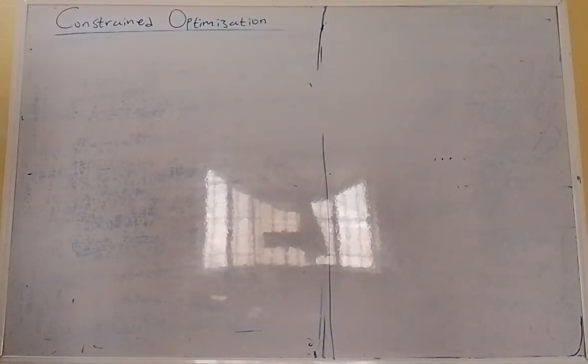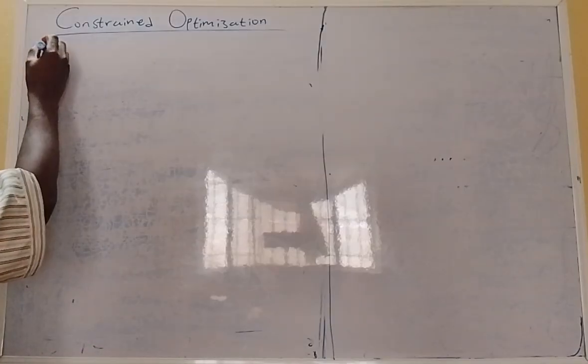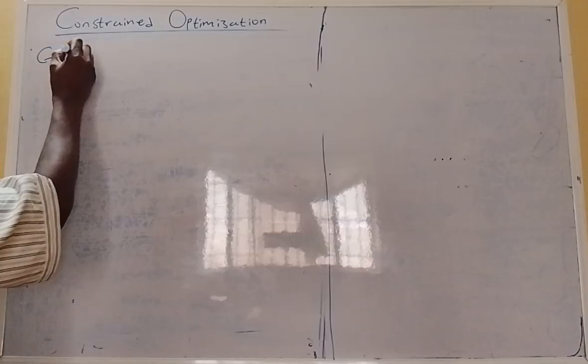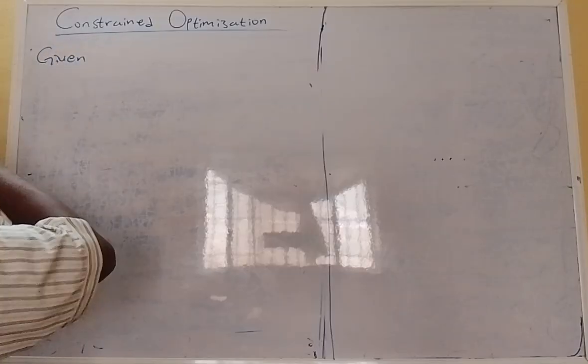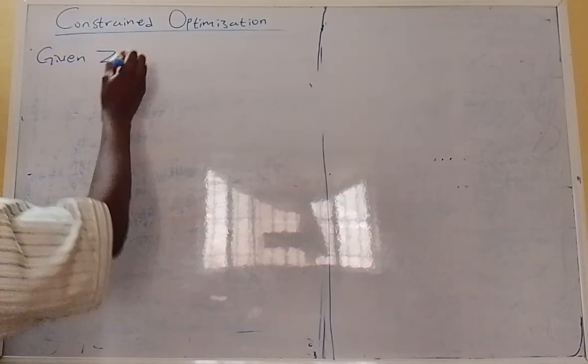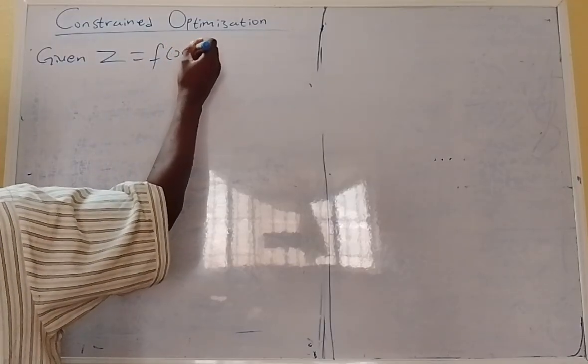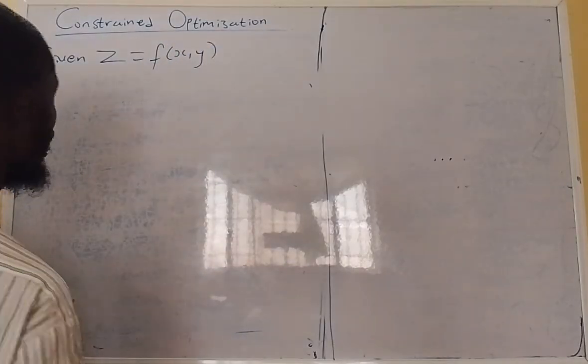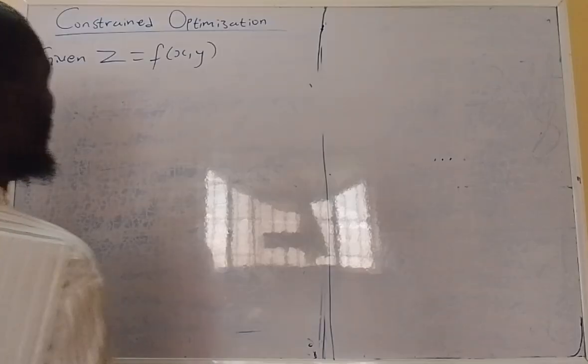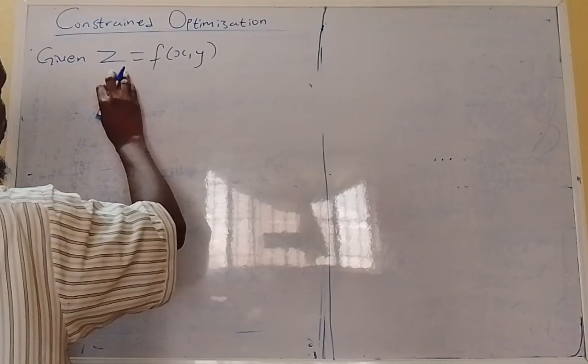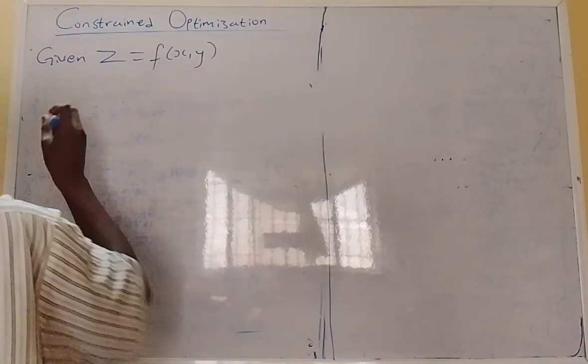So in this class, we'll be discussing constraint optimization. What do you mean by a constraint optimization? Given a function, that is z as a function of x and y. Let's say we are given this function and we are asked to optimize this function.